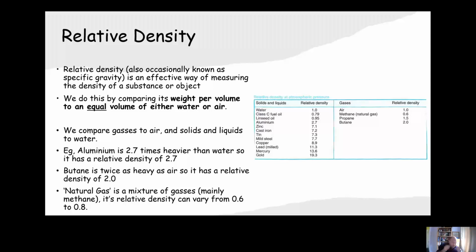Okay, another example, aluminium. Aluminium's 2.7 times heavier than water. So if you had 1 meter cubed of aluminium, it would weigh 2,700 kilos, because we know it's 2.7 times more dense than water. So if you dropped aluminium into water, it would sink. If you then poured some fuel oil, for example, Class C fuel oil, you can see here, it's got a relative density of 0.79. That's less dense than the water, so that fuel oil would float on the top of the water.